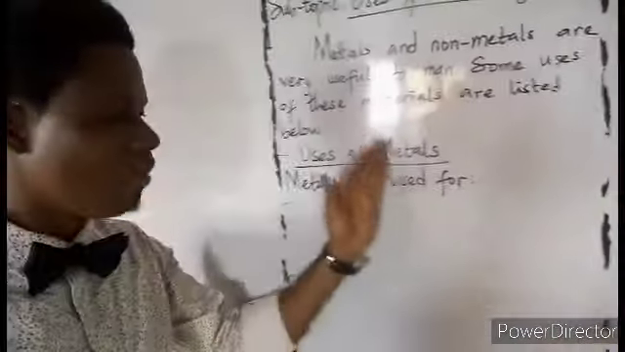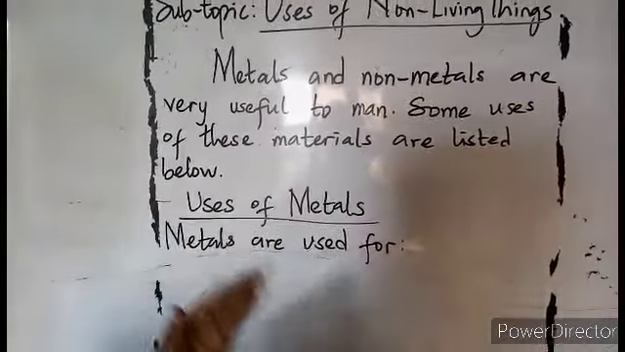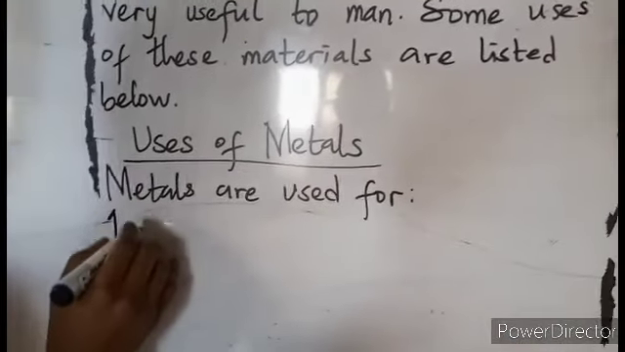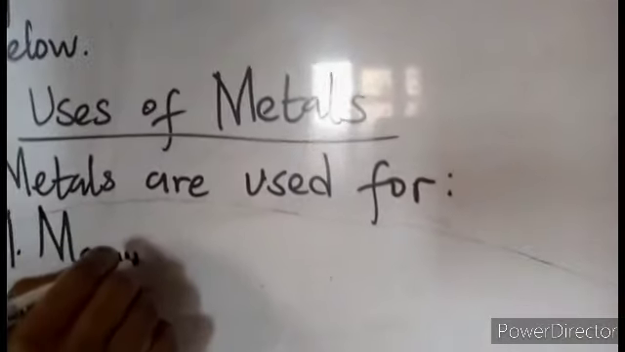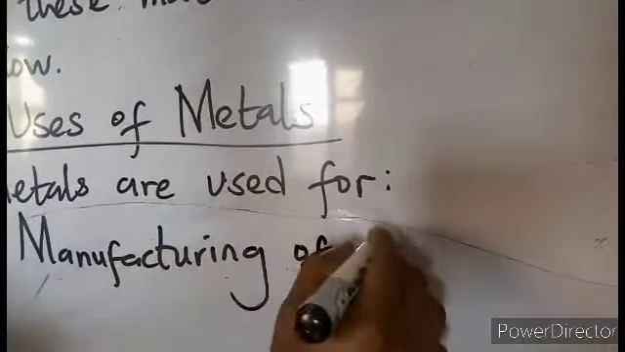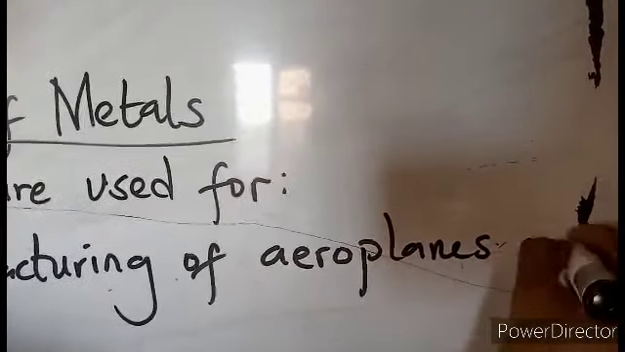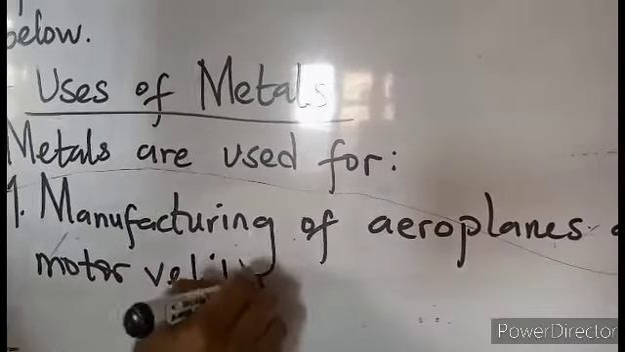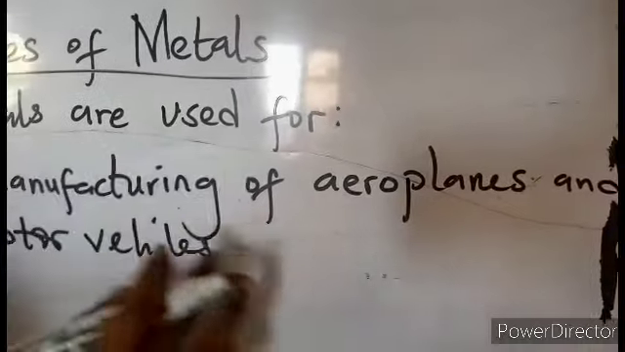Now let's go to uses of metals. Metals are used for manufacturing of planes and motor vehicles. Metals, let's start with the first one, for manufacturing of what? Airplane, that is aeroplanes and motor vehicles. Now this is one of the uses of metal. One of the uses of metal is to manufacture airplanes and motor vehicles.